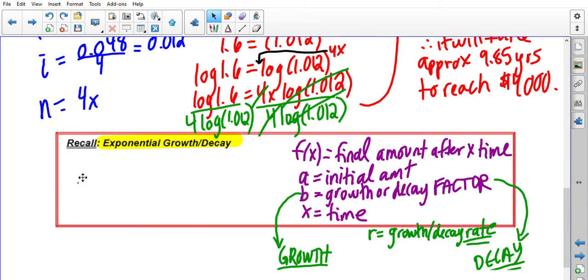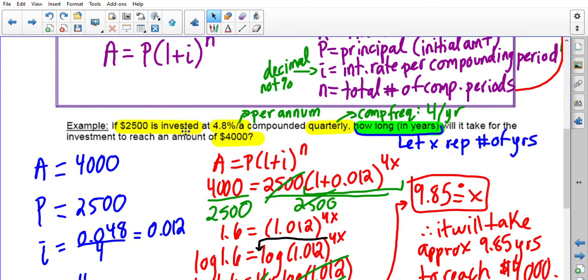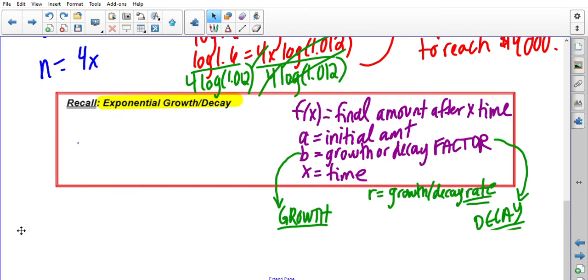Now when something isn't just an investment or compound interest related, it might just be something revolving around general exponential growth and decay. In that sense, the general exponential formula is f of x equals a times b to the x, where f of x is the final amount after x amount of time. a is the initial amount. b is the growth or decay factor. Keep in mind, that's the factor.